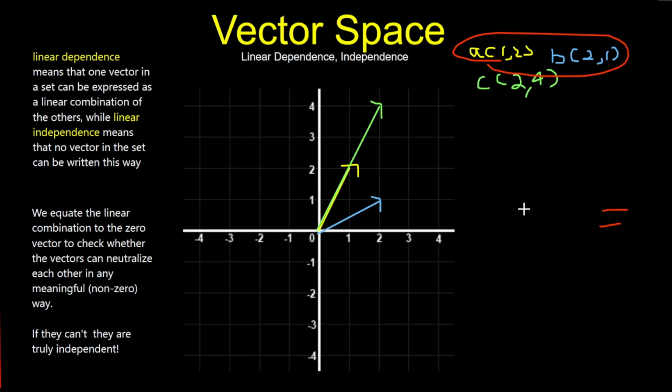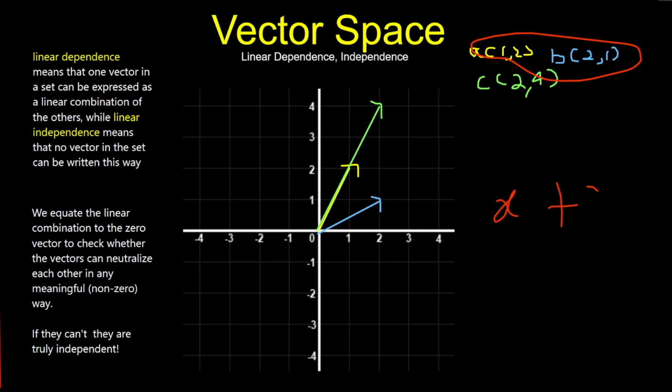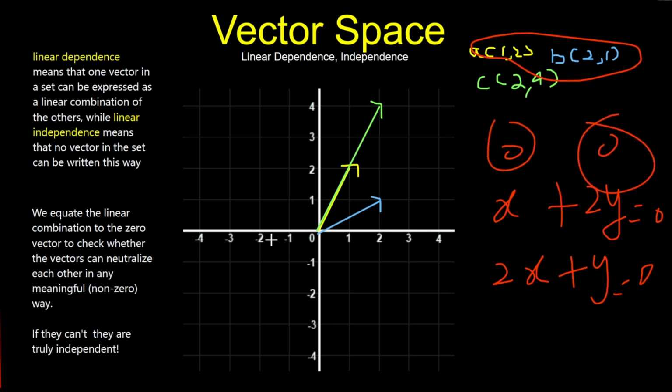The equations of these two vectors would be x plus 2y and 2x plus y equal to 0. So here you can see 0 is the only solution. So that's why they are linearly independent.